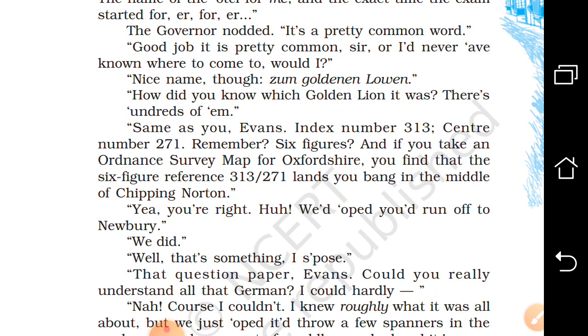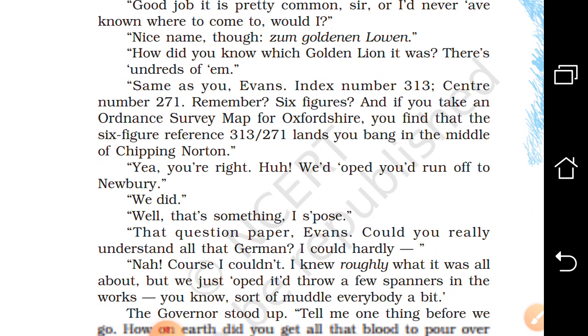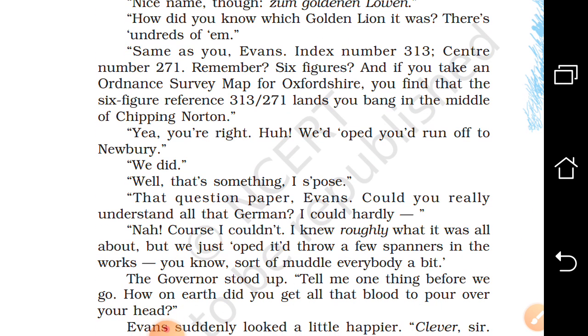"Yeah, you are right. How?" "We had hoped you would run off to Newbury." "We did? Well, that is something, I suppose." From there, you would be going to Newbury. So the governor also reached there. Well, that is something, I suppose.